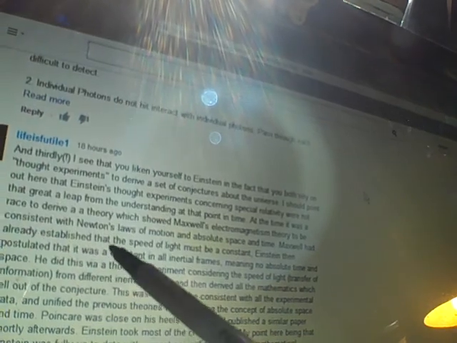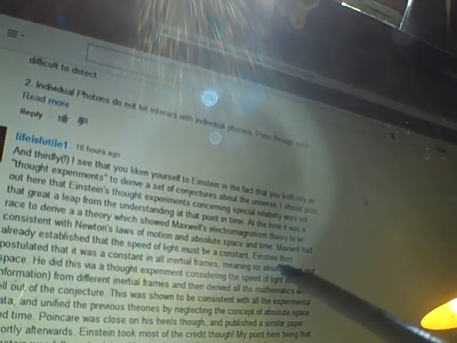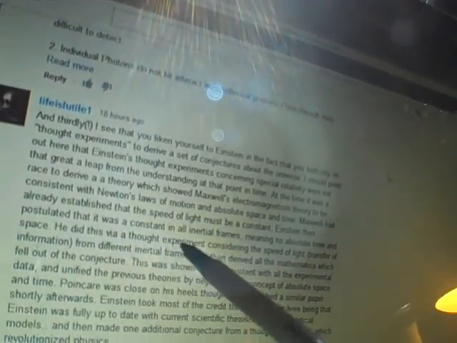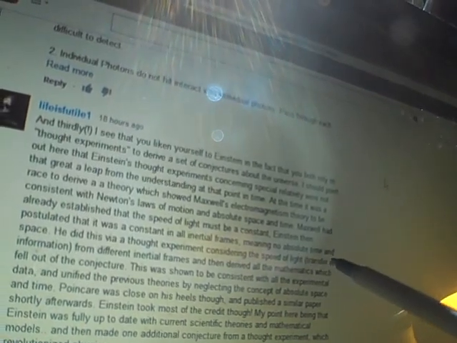Maxwell had already established that the speed of light must be a constant. Einstein then postulated that it was a constant in all inertial frames, meaning no absolute time and space. Well, that's not even what Einstein is saying. There is absolute, in the sense that the only place this dilation is taking place is in the frame, and it doesn't happen in the communication.